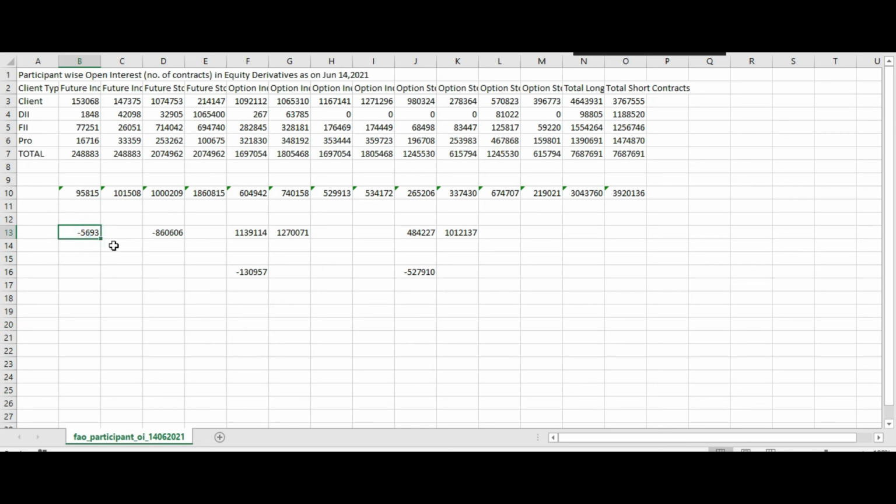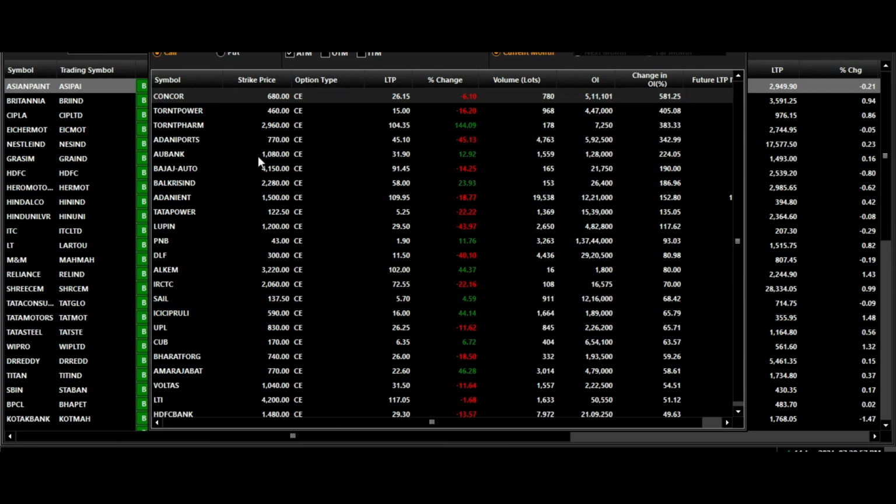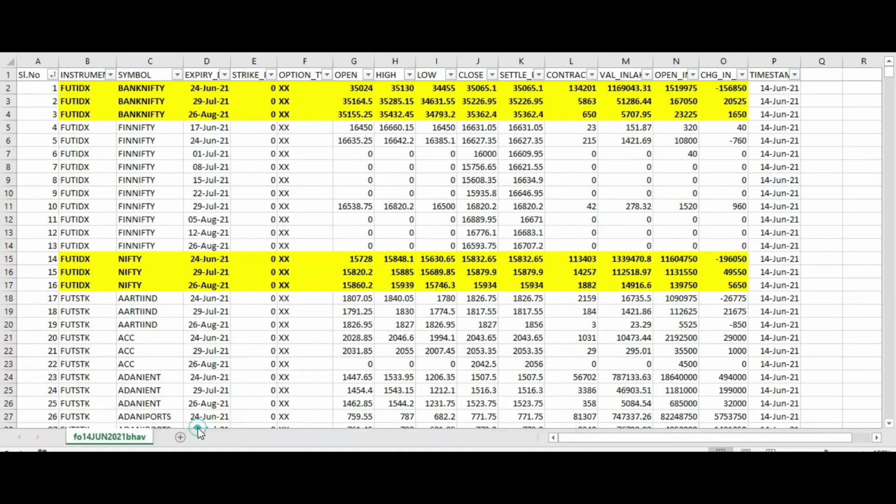From 26,000 positive it has come down to 5,600 negative. That's a big negative for the indices.